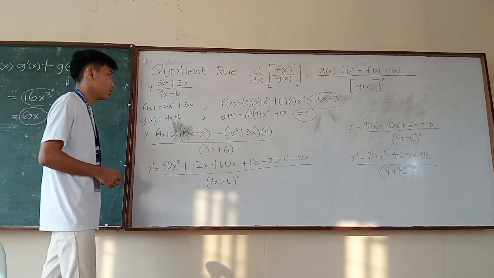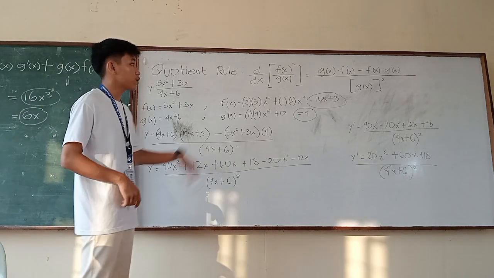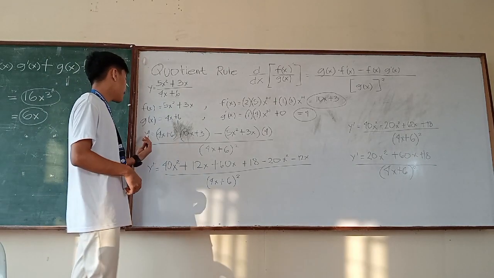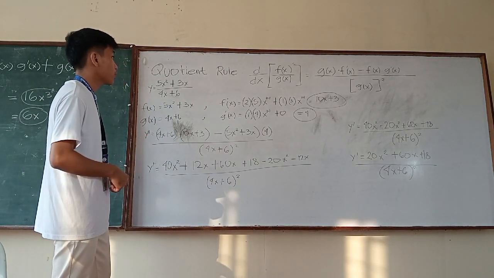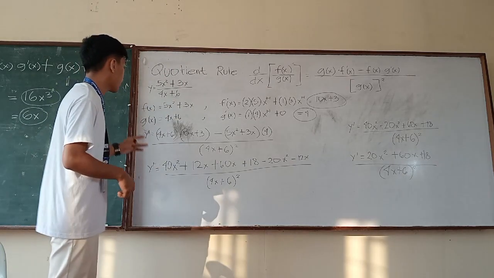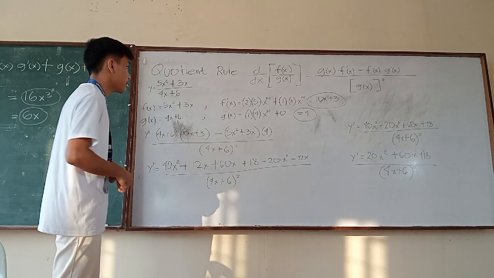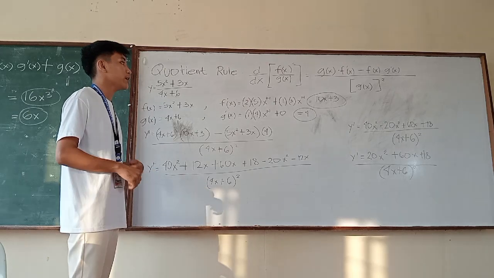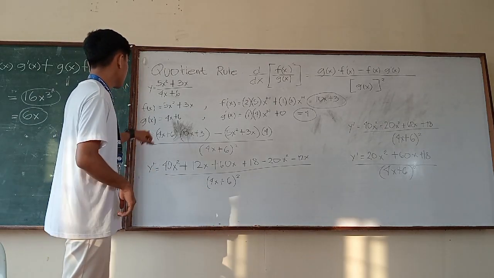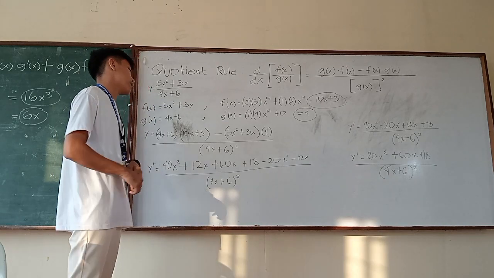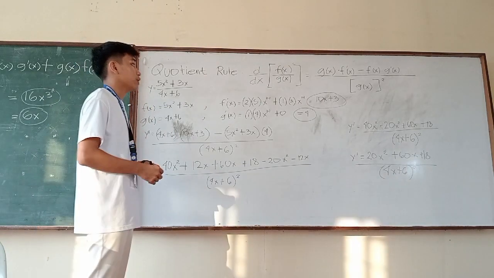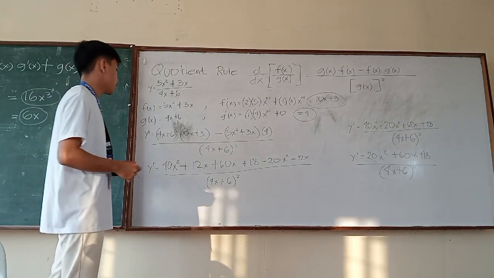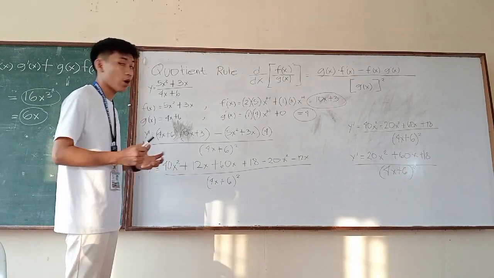Now let's proceed to the next step, which is to follow that formula in order to find the derivative of this problem. So y prime is equal to our g of x, which is the 4x plus 6, multiplied by our f prime of x, which is the 10x plus 3, minus our f of x, which is the 5x squared plus 3x, multiplied by our g prime of x, which is the 4. Next step, we need to multiply the results using the FOIL method.